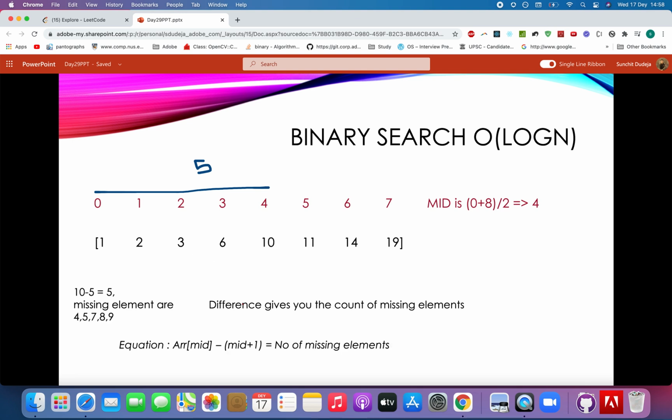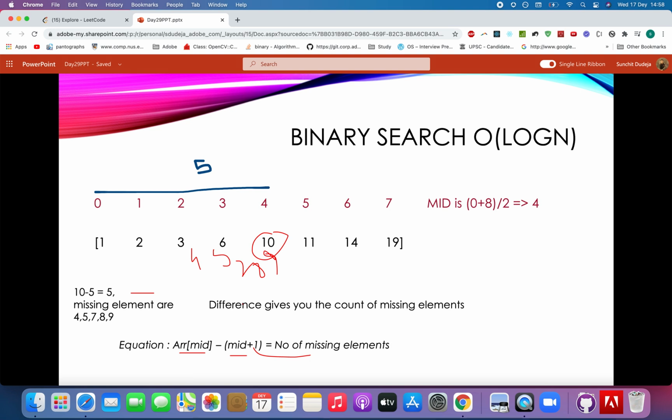Let's walk through the other example. Here in this case, the middle element is 10. 10 minus 4 plus 1, that is 5. 10 minus 5 is 5 again, and the missing elements are 4, 5 and 7, 8, 9. So the equation, array of mid minus mid plus 1, the number of elements that should have been there, gives us the number of missing elements.